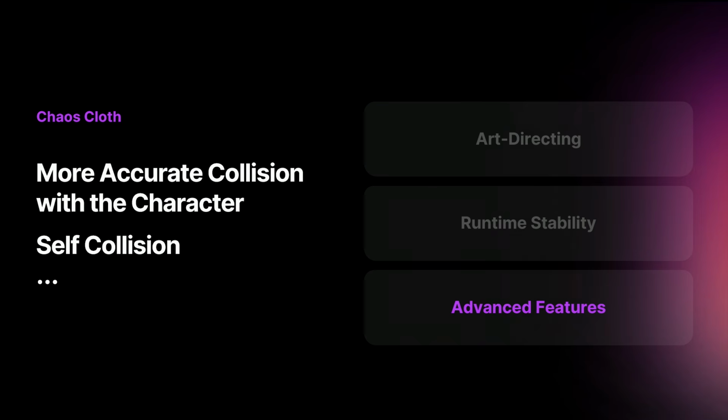Okay, that's the runtime stability section for today. The final topic I want to cover is a few advanced features in Chaos Cloth, mainly about more accurate collision with the character and also about cloth self-collision.